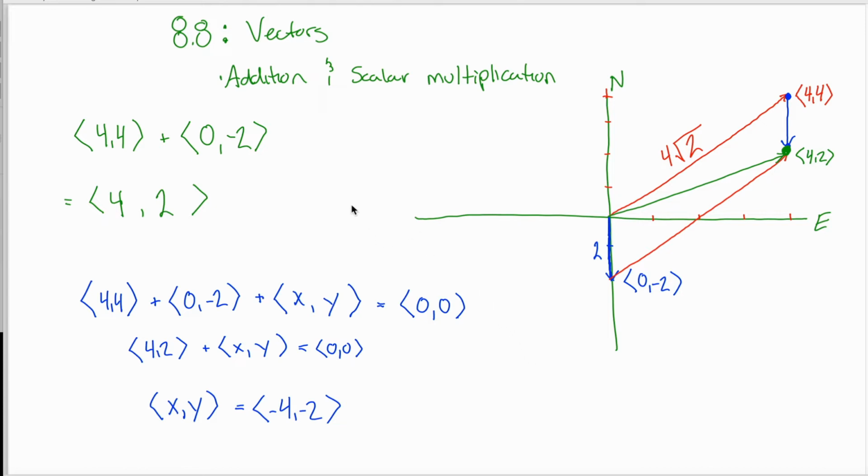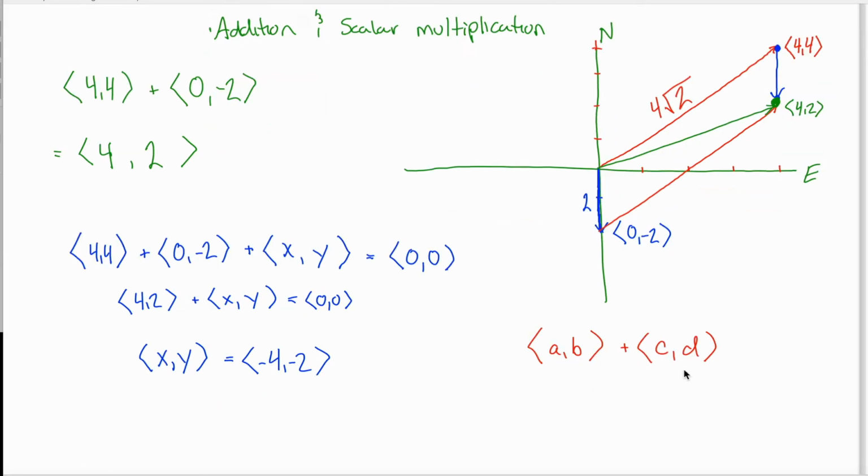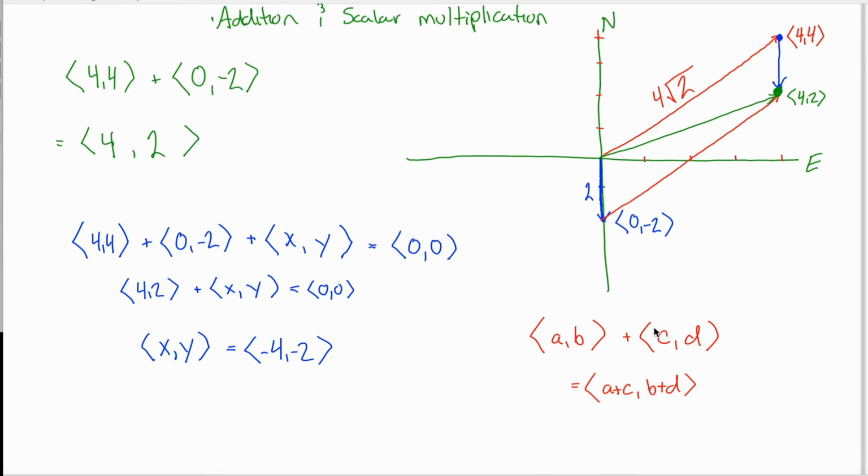The takeaway is that addition of vectors works just like you'd hope it would work, and just like you'd probably guess it would work if I didn't tell you how it worked. All you got to do to add vectors is add them component-wise. A book will tell you that if we have these two arbitrary vectors, a, b, and c, d, their sum can be written in its component form as a plus c, comma, b plus d. But that looks a lot more complicated than it needs to be. As long as you understand how 4 plus 0, negative 2 sums to 4, comma 2, you're good.